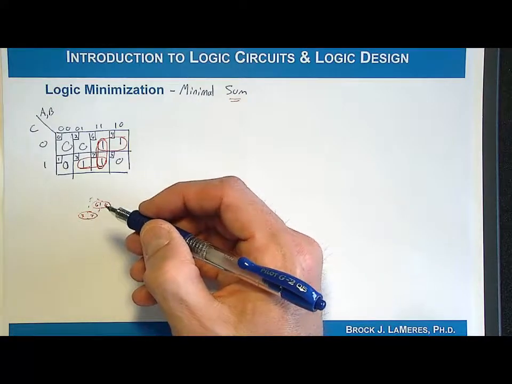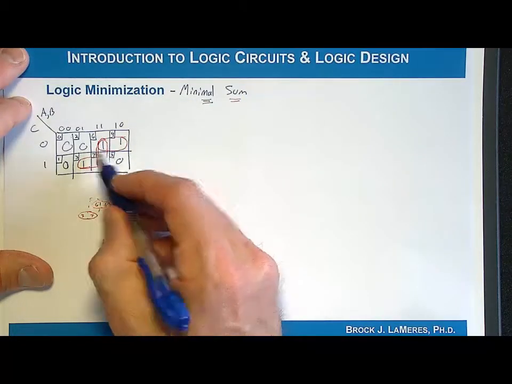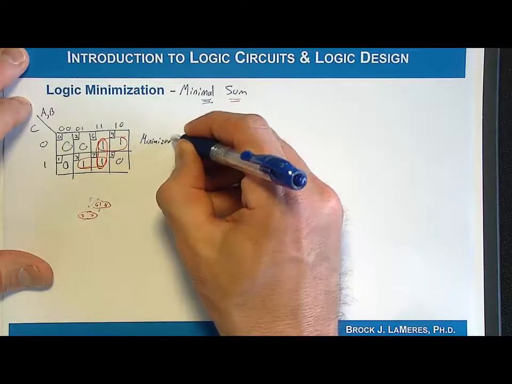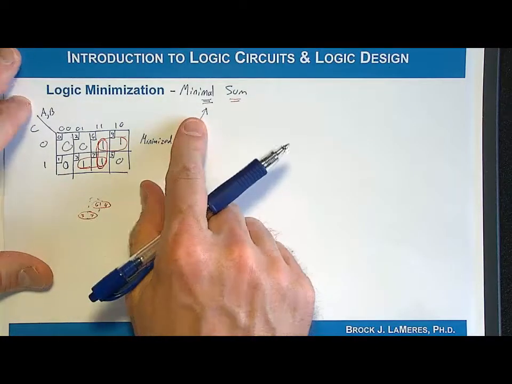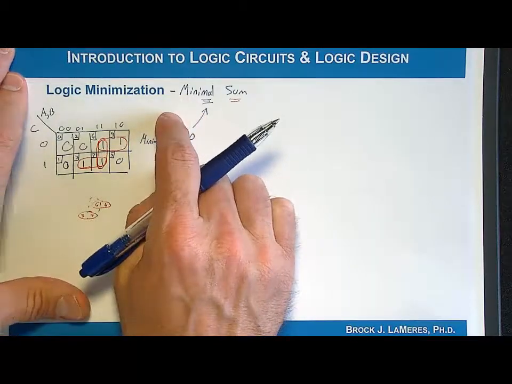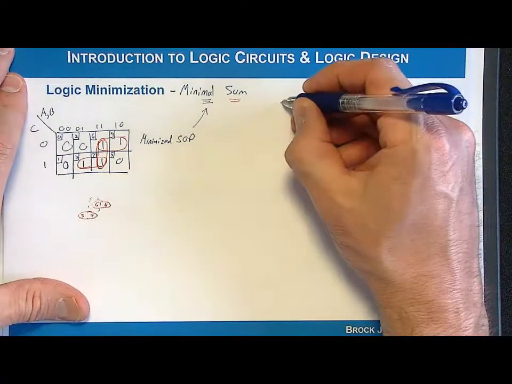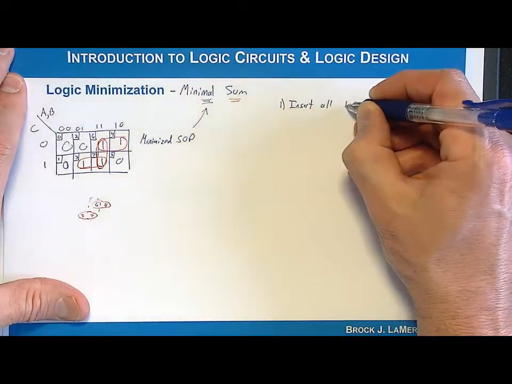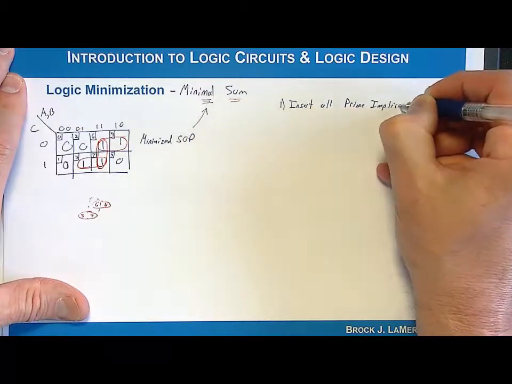So there's a procedure that is used to find what we call the minimal sum. Now, if you use all three, you would create the minimized sum of products, but we want to try to find the minimal sum of products, and the minimal represents a logic expression with the least amount of operators. Okay, so how do you do this? Well, step 1 is you will insert all prime implicants. So we're going to insert all prime implicants in the K-map.